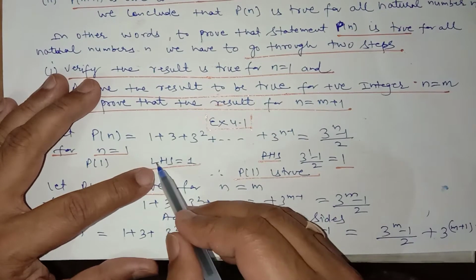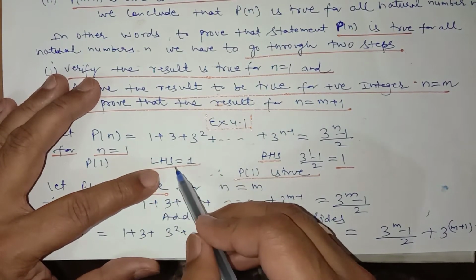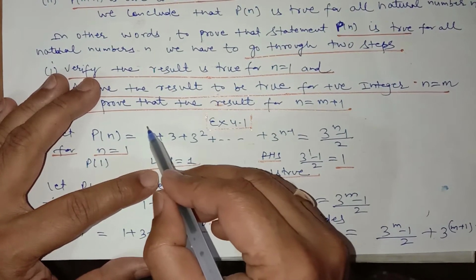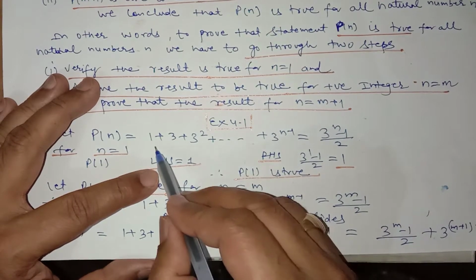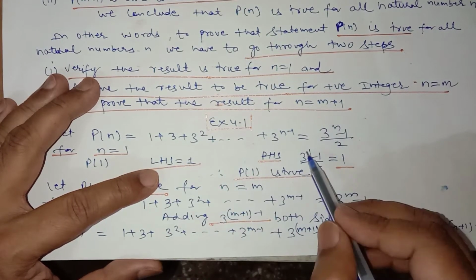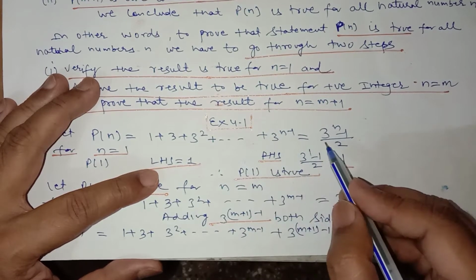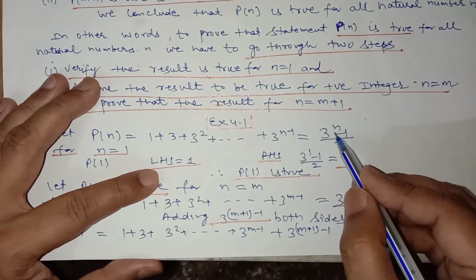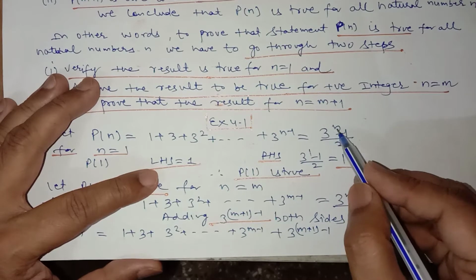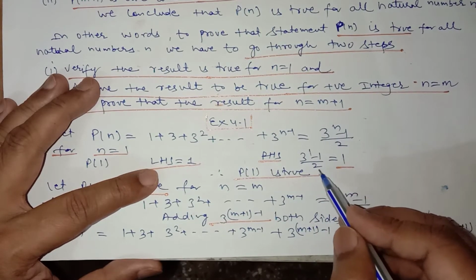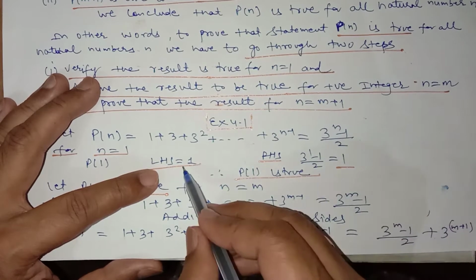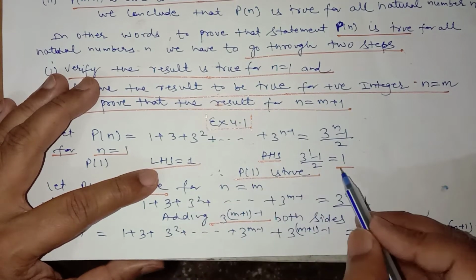Now, for n equal to 1, the sum of one term on the left hand side is 1. Now, the sum of this series is equal to this, so it must be true for this. So we prove that it is true for n equal to 1. Replacing n by 1 in the right hand side, you are getting (3 raised to the power 1 minus 1) upon 2, which is equal to 1. The left hand side is equal to the right hand side.